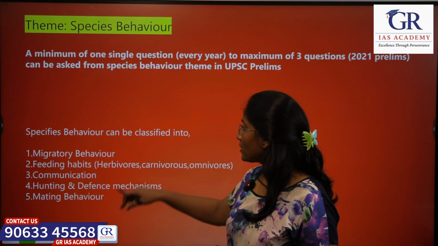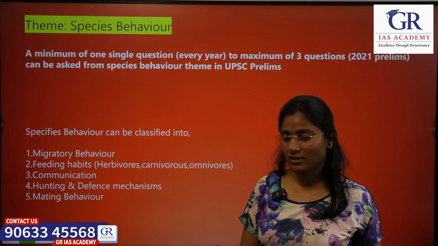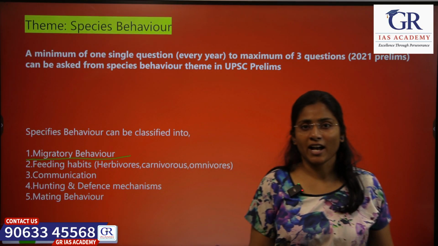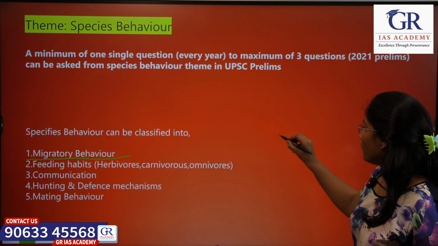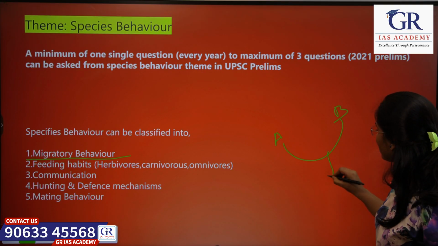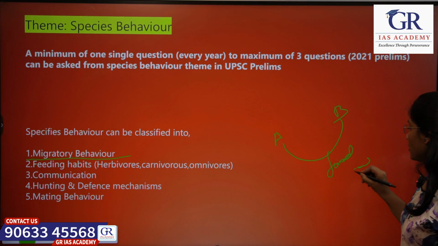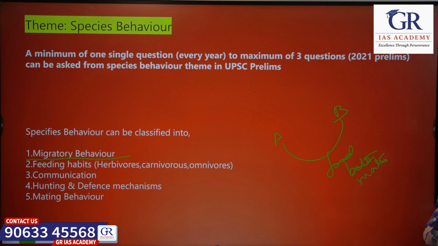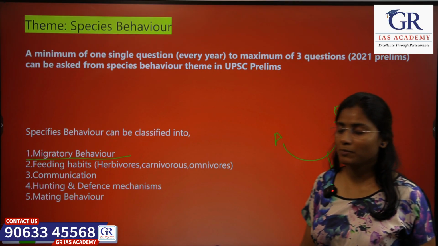Species behavior can be classified into 5 major categories. The first one is migratory behavior. Animals travel from one place to another in search of food, in search of better climatic conditions, in search of mates, right? So that is why we need to study the migratory behavior of different species.